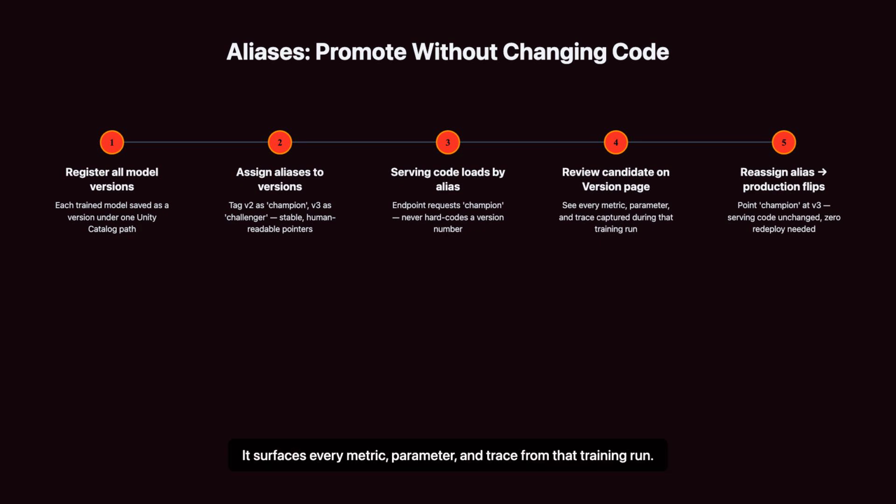Meanwhile, the Unity Catalog model version page shows up once you register a trained model. It surfaces every metric, parameter, and trace from that training run. The question dangles lifecycle stages like staging and production. Those belong to the old MLflow registry. Unity Catalog dropped them. Aliases plus the version detail page. Those are the 2 answers.